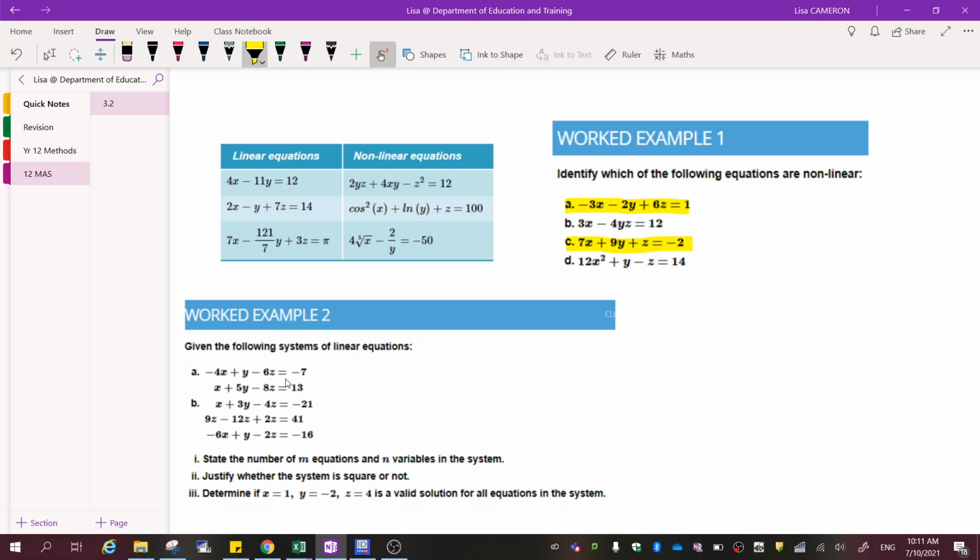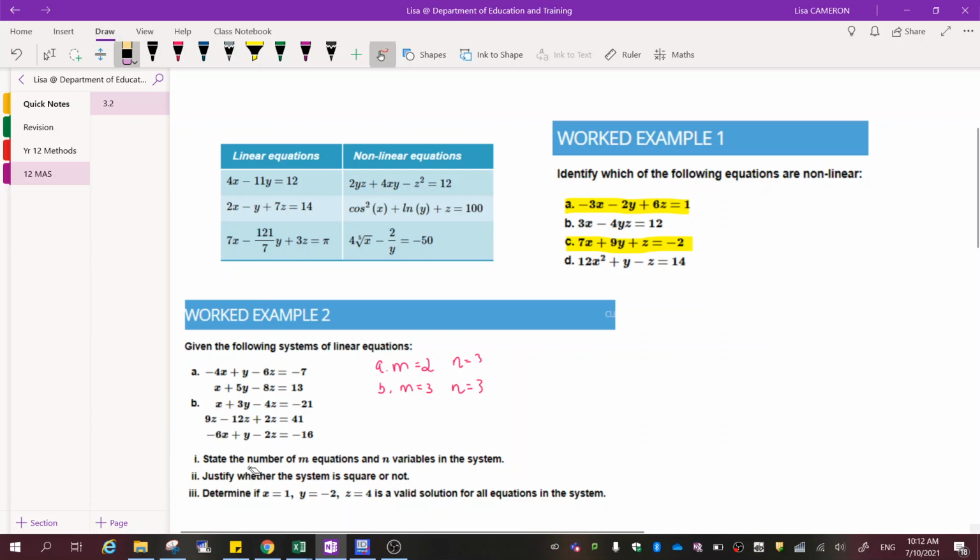Okay, so going down here, we are now told that they are all linear equations, and we want to state the number of equations, which we'll call m, and the number of variables in each of the systems. So for this first one, for A, we have 2 equations, and each equation has 3 variables. For B, we have 3 equations, and each equation has 3 variables. Now, if I only had 2 here, let's say I had no term of y there, it would still be 3. It just means that the coefficient in front of the y term is 0. So you're looking for how many variables are in the system.